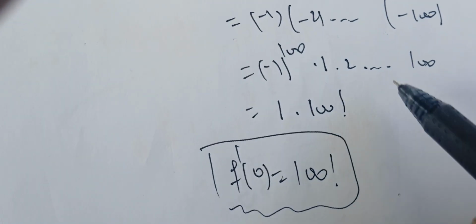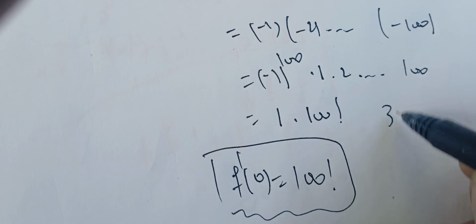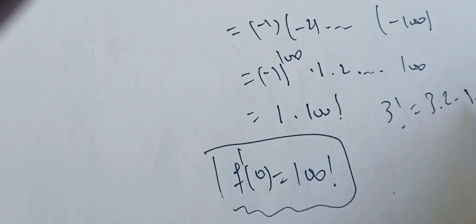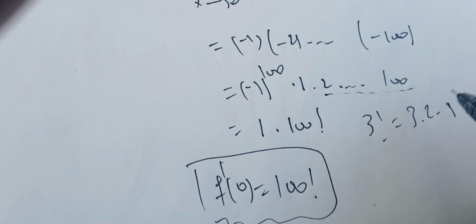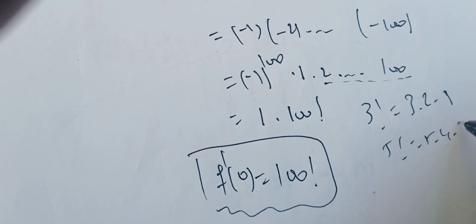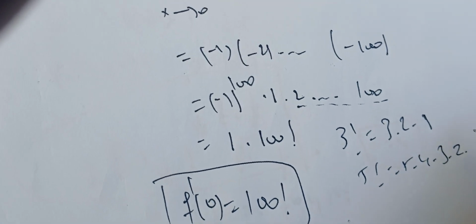The factorial is a product. 3 factorial is 3 times 2 times 1, going this way. 5 factorial is 5 times 4 times 3 times 2 times 1, of course.